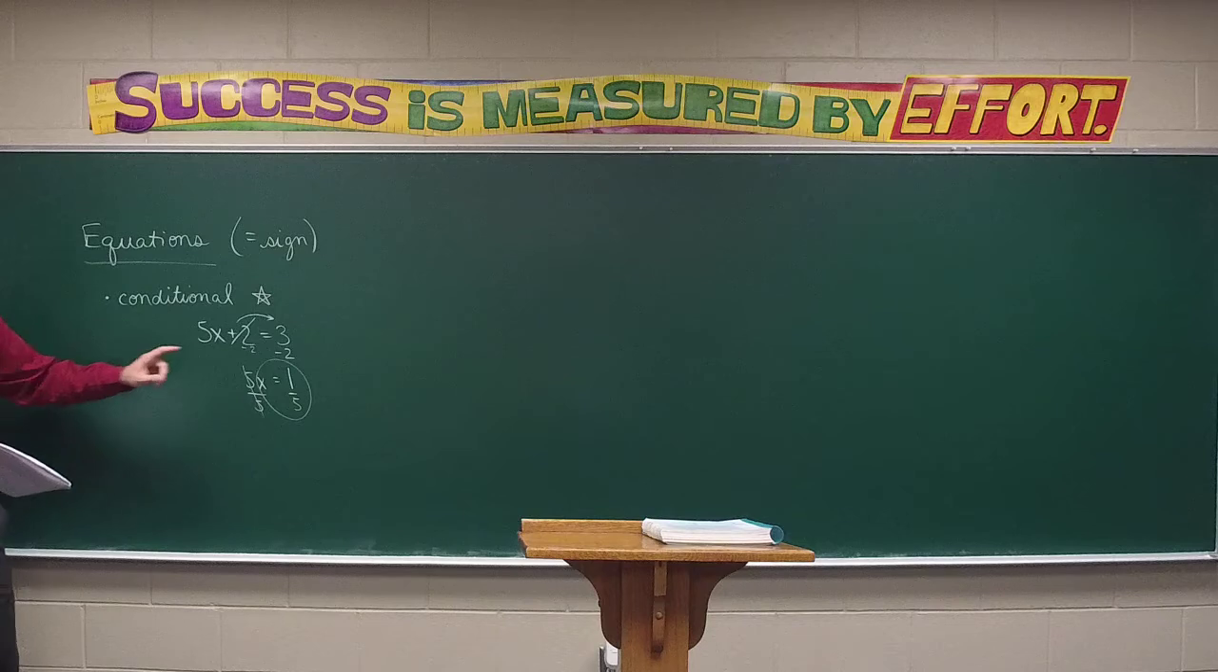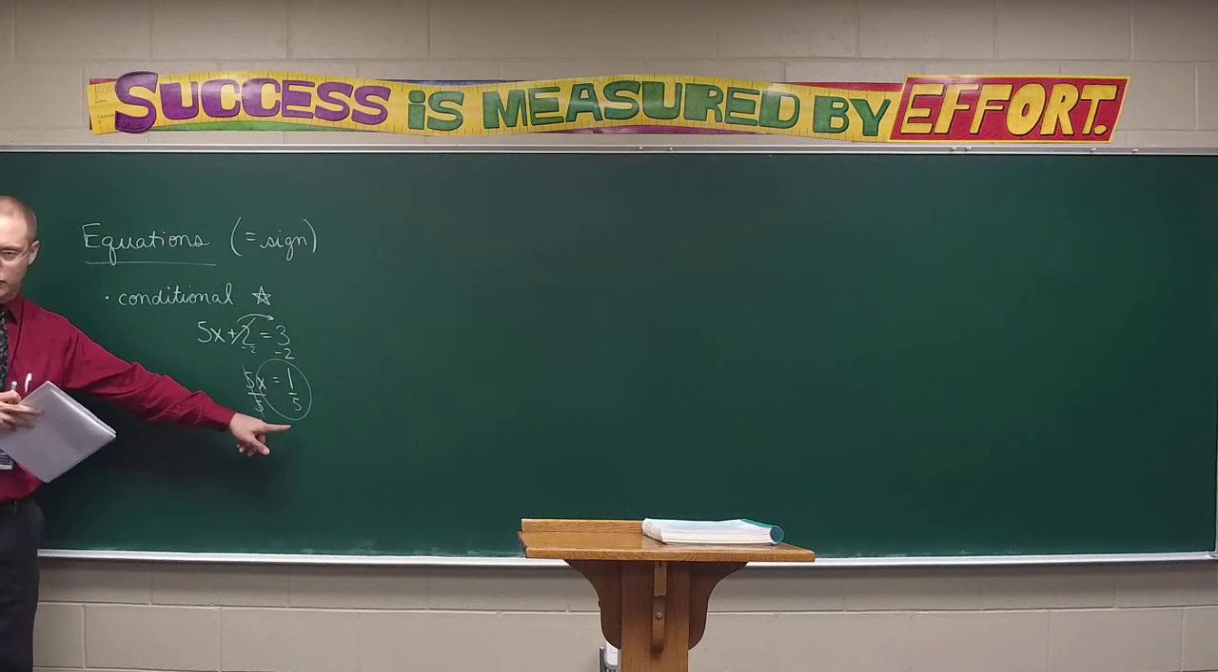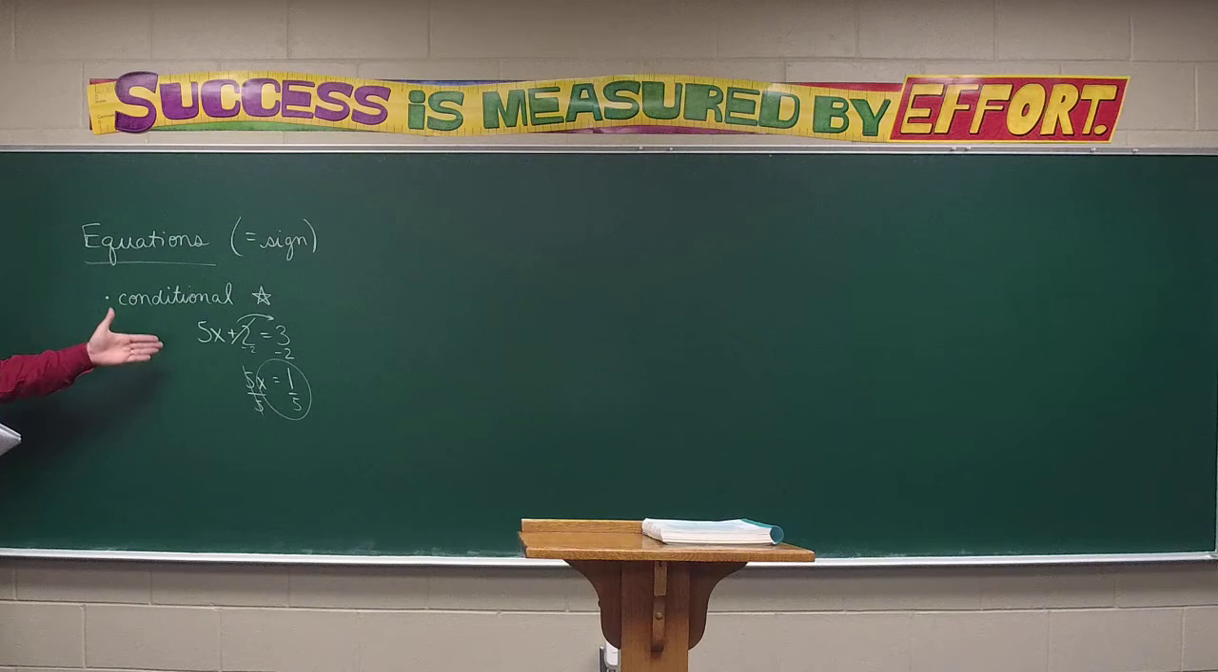What this is, is a condition under which this statement is true. It is only true that 5x plus 2 can equal 3 if x is a fifth. Does it make sense why it's called a conditional equation?